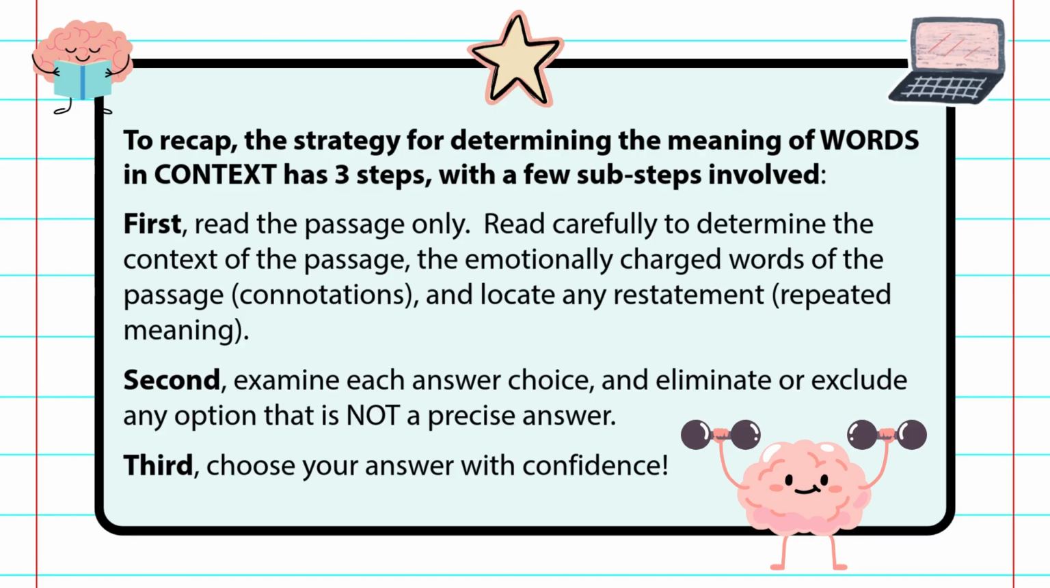To recap, the strategy for determining the meaning of words in context has 3 steps, with a few sub-steps involved. First, read the passage only. Read carefully to determine the context of the passage, the emotionally charged words of the passage, or connotations, and locate any restatement or repeated meaning. Second, examine each answer choice and eliminate or exclude any option that is not a precise answer. Third, choose your answer with confidence.